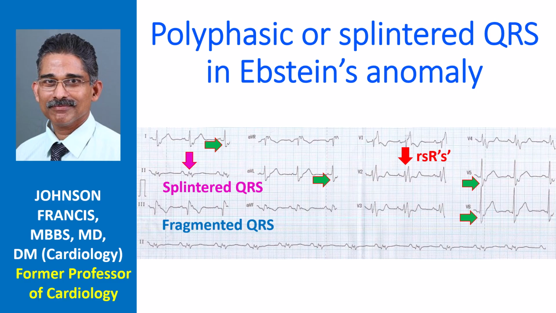Ebstein's anomaly may be associated with right-sided accessory pathway in ventricular pre-excitation, that is WPW syndrome, with or without atrioventricular reentrant tachycardia. Multiple accessory pathways can occur and radiofrequency catheter ablation is effective. Tall P waves due to gross right atrial enlargement in Ebstein's anomaly have been called Himalayan P waves, though not seen in the ECG illustrated here. Himalayan P waves are also described in tricuspid atresia.